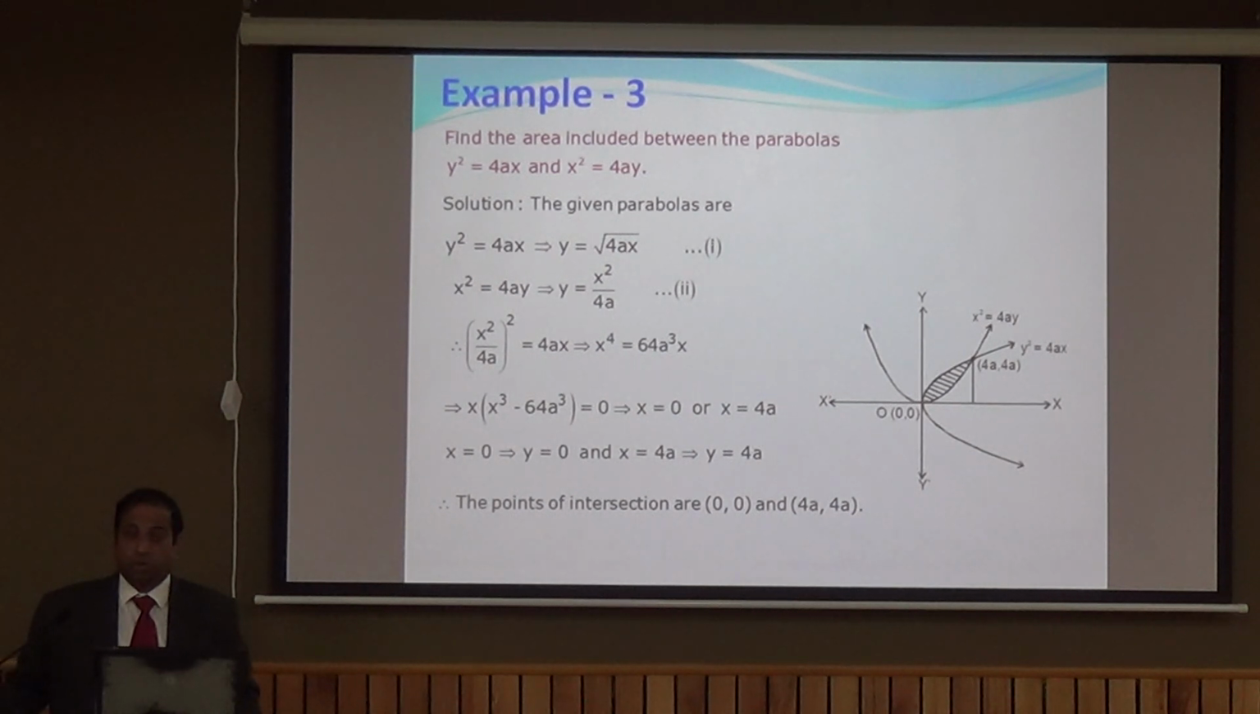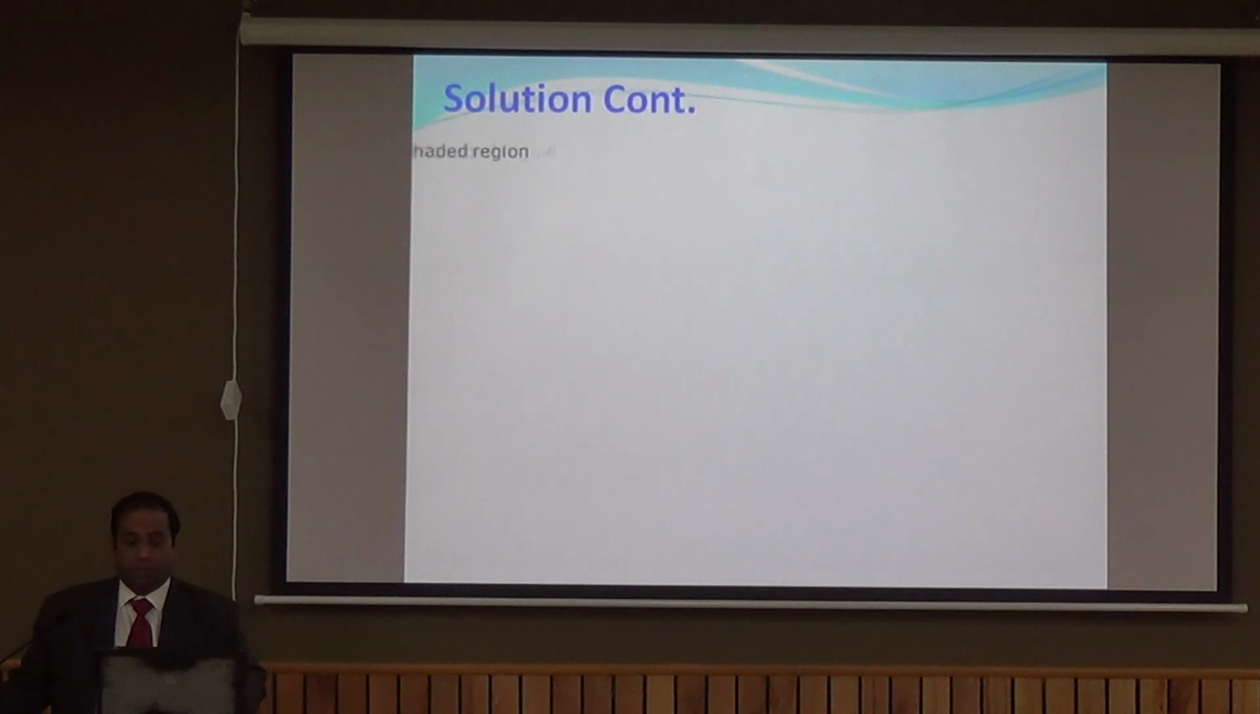This way we can draw the parabolas, one symmetric about the x-axis, another symmetric about the y-axis. Where these two parabolas intersect is the point (4a, 4a). Now we can find the area of this region, that is the shaded region. Now we'll formulate the value.